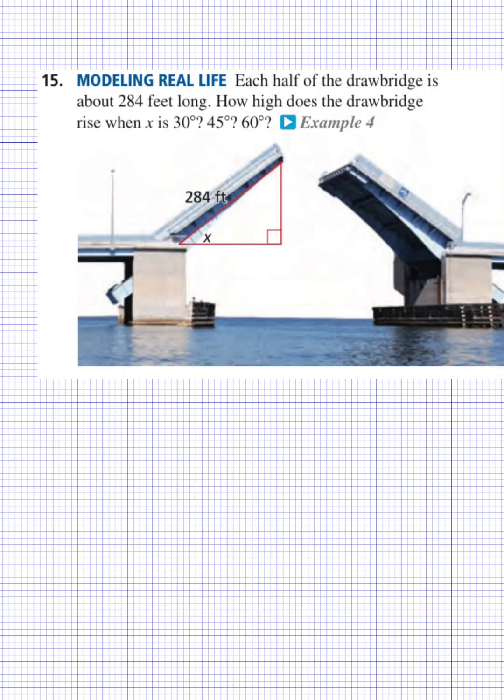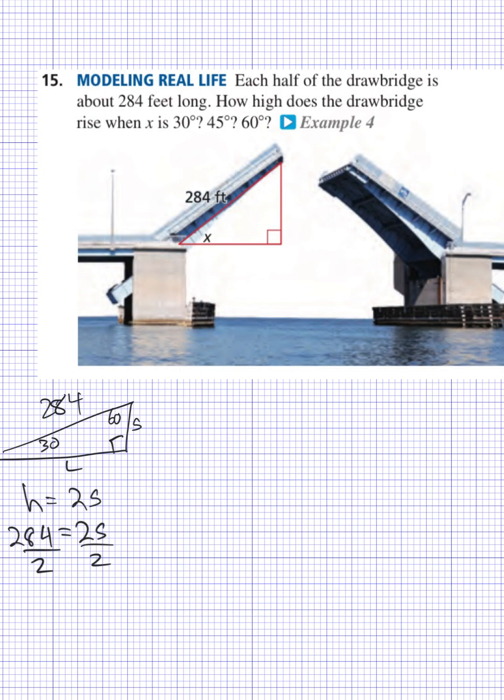Okay, so the drawbridge is 284 feet long, half of it, so each part of the bridge. This will be 3 problems. So the first one, we want 30 degrees. So if this is 30, the hypotenuse is still 284 every time. So this is a 30, 60, 90 triangle. It wants the height. So this will be the short leg on this one. That's the long leg. So the hypotenuse is twice the short leg. Hypotenuse is 284. So we divide off the 2. That's going to be 142. So 142 feet is the height.